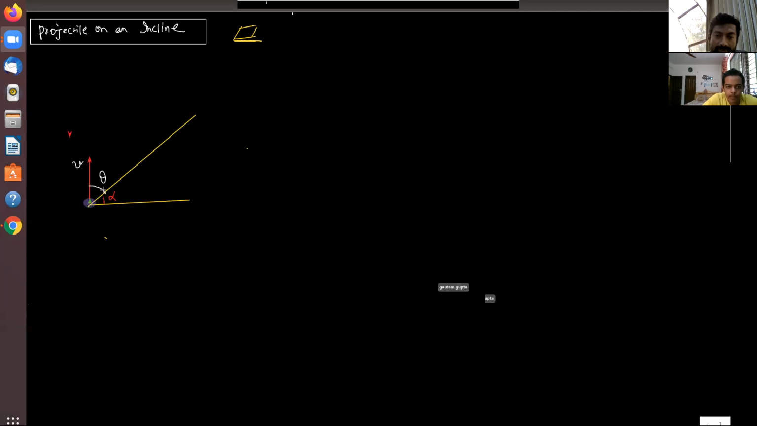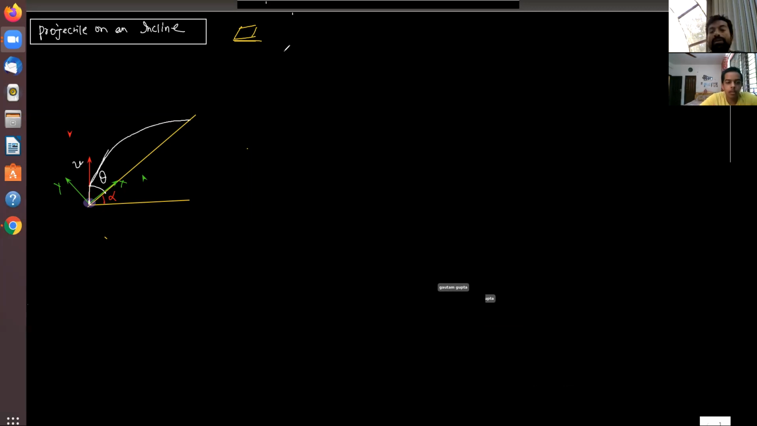Is it clear? So before you start your problem solving, first thing is that you have to fix your axis. So I will fix origin here. I will take x-axis like this, and I will take y-axis like this. Why? Because if I take along the incline, it is better. So I'll take along the incline as x-axis and perpendicular to the incline as y-axis. Now the projectile will basically, you will see that the motion is like this. It will go and hit somewhere here.